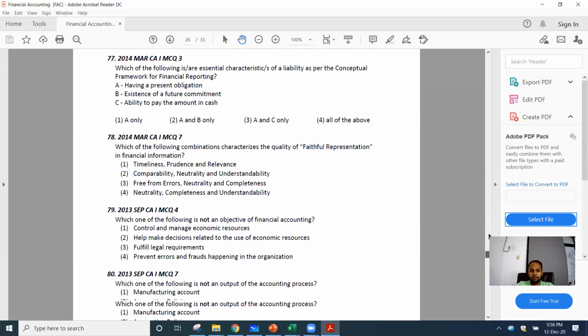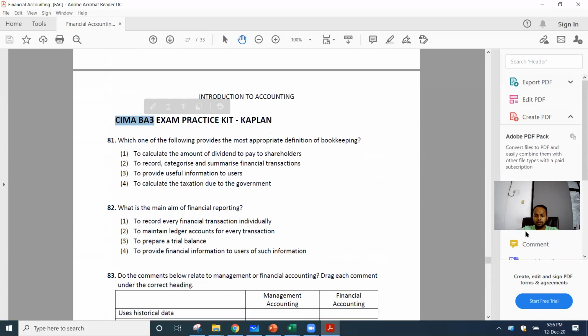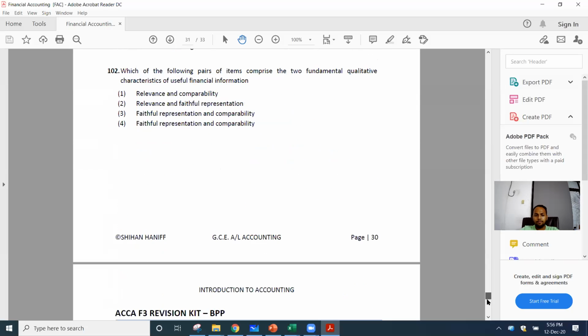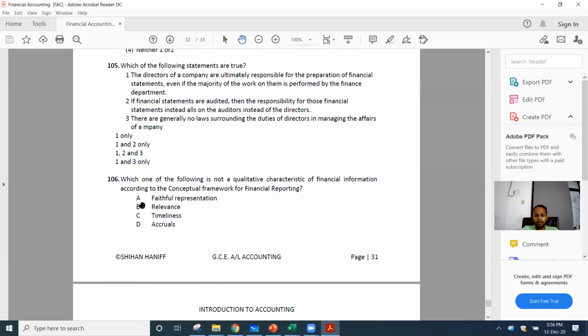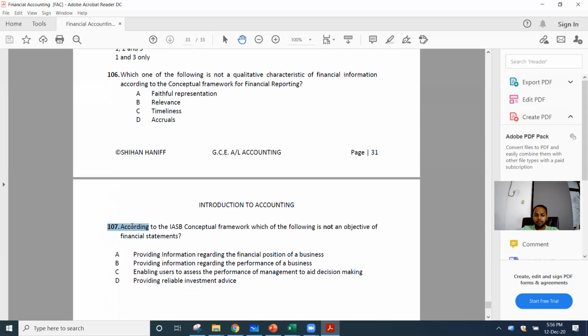Not only that, we also link some SEMA, Chartered Institute of Management Accountancy, and ACCA as well. Right? So there will be more than 100 MCQs, and all these MCQs you can do online.